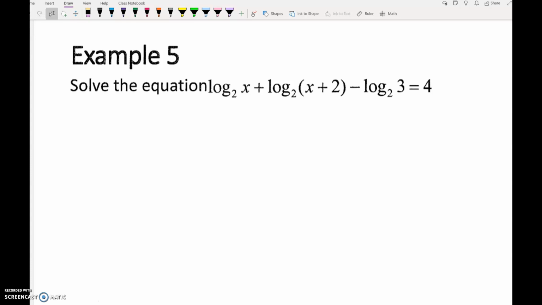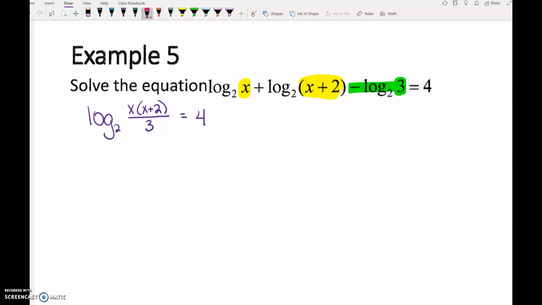So first thing we're going to do is condense. So this is going to be log base 2, and I do see subtraction in here, so that means that there's going to be a top and a bottom. The x and the x plus 2 are inside positive logs, so the x and the x plus 2 are going to be on top inside that log in the numerator. And the 3 comes from a negative log, so that 3 is going to be in the denominator inside the log, and the whole thing equals 4.